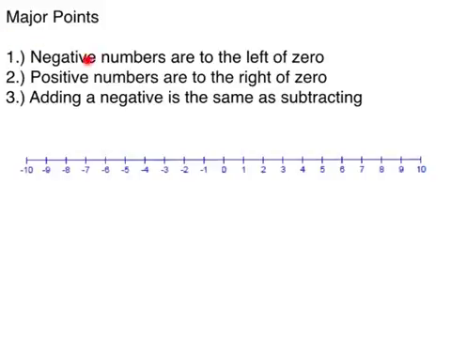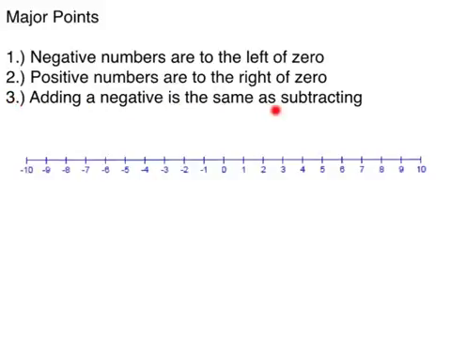The first one is that negative numbers are to the left of 0. So here's 0 right here. All negative numbers are to the left of it. Okay? And the further away I get from 0, the smaller my numbers become. Likewise, positive numbers are to the right of 0. And you want to go ahead and fill this one in because this is blank on your paper. Positive numbers are to the right of 0. And the further I get away from 0 to the right, the larger my numbers get.